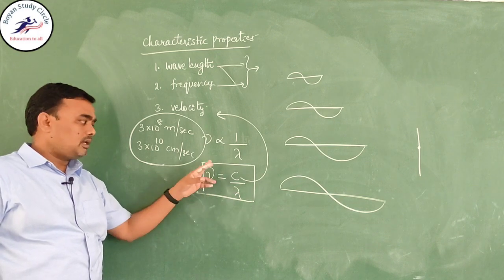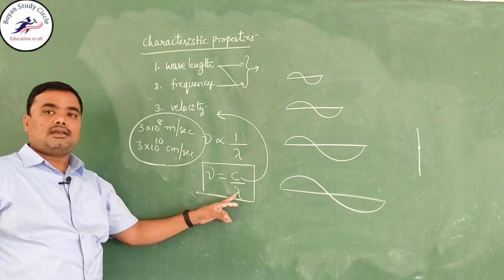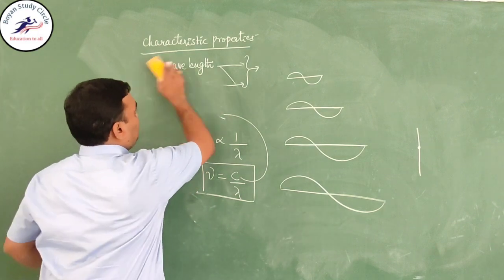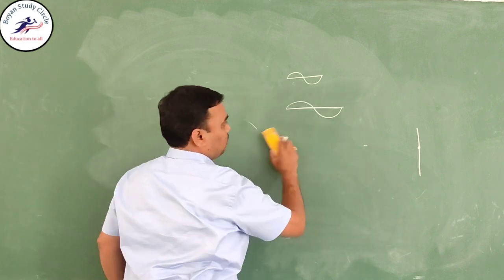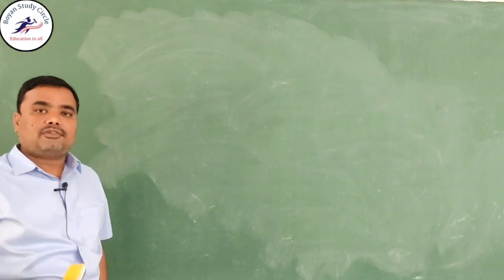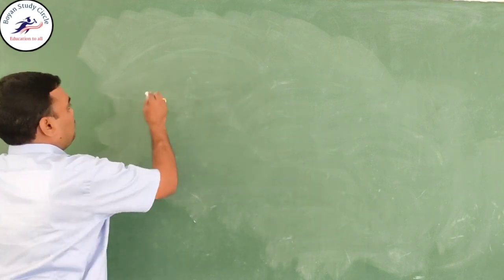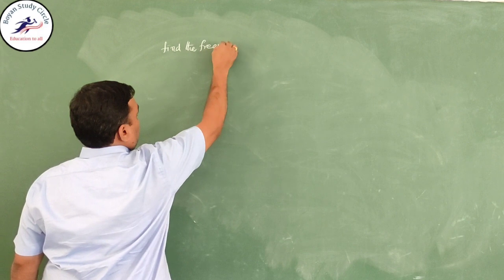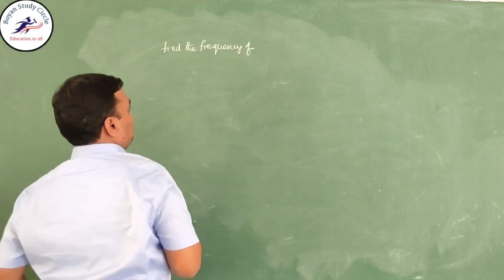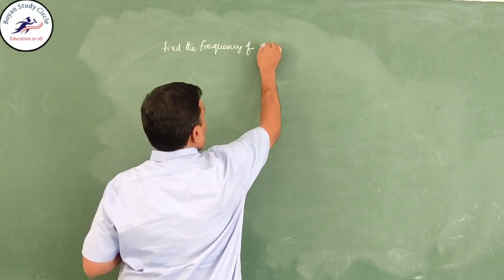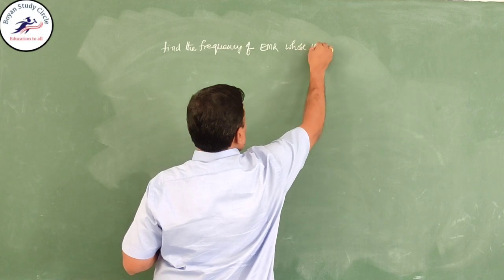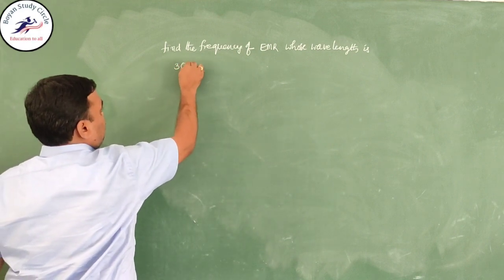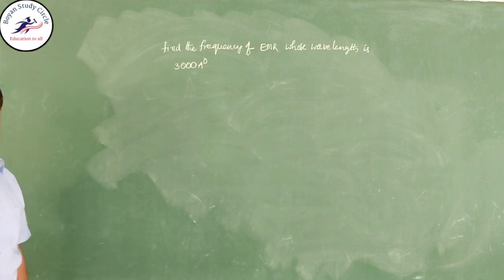If lambda is given, you can calculate frequency. If frequency is given, you can calculate the wavelength. In this way, you can relate these characteristic properties. Children, I hope you now can define the three characteristic properties: wavelength, frequency, and velocity of light. Let us do some calculation. For example, find the frequency of electromagnetic radiation whose wavelength is 3000 angstroms.